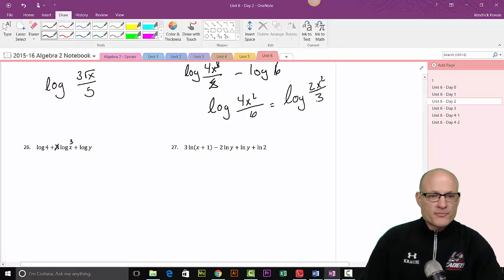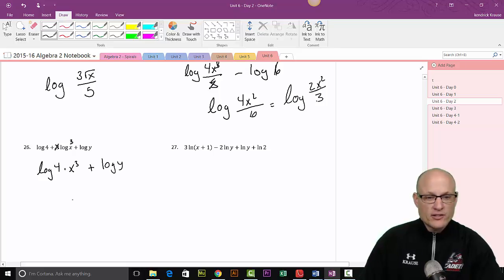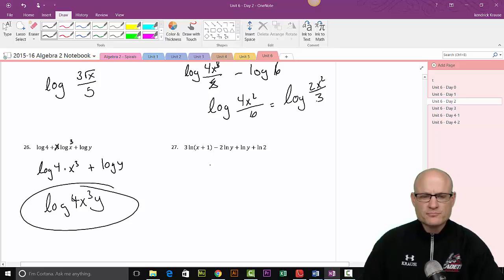3 goes back. So this becomes log base 4 times x cubed plus log y. Again, it's addition, so we just multiply. So log 4x cubed y. Done. That was easy.